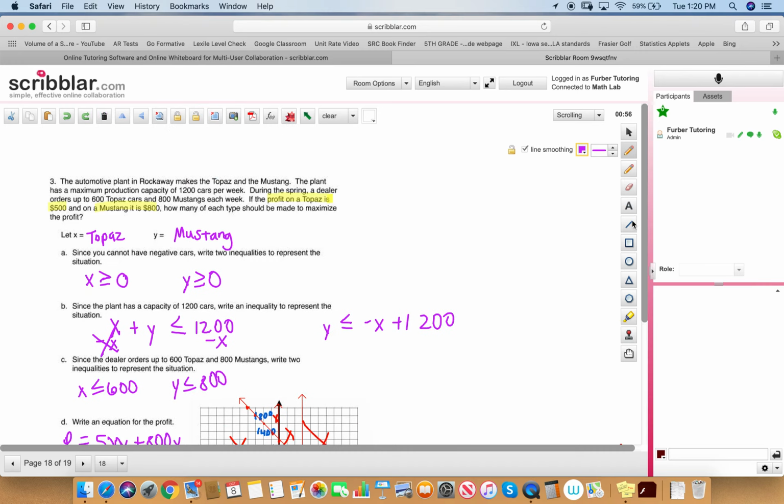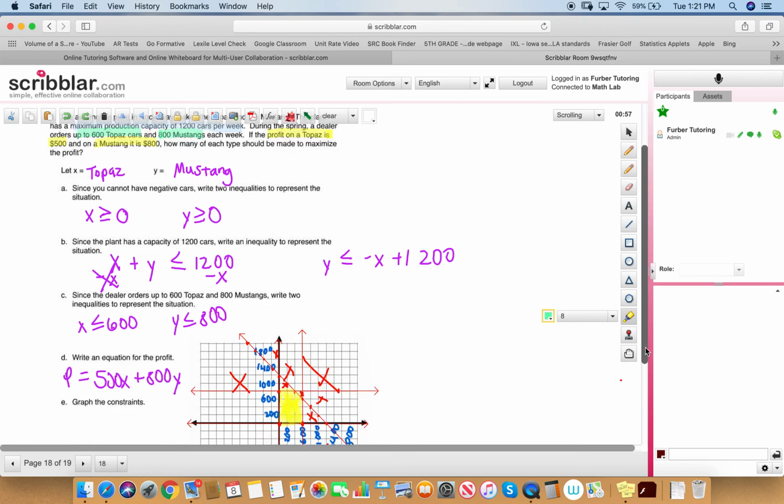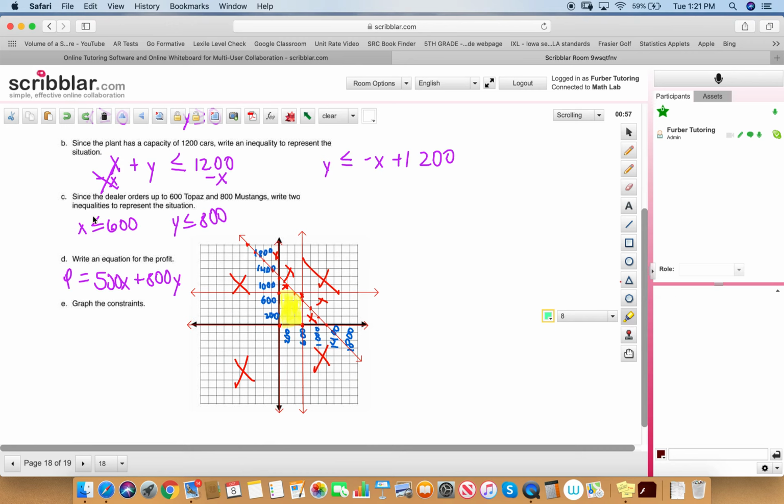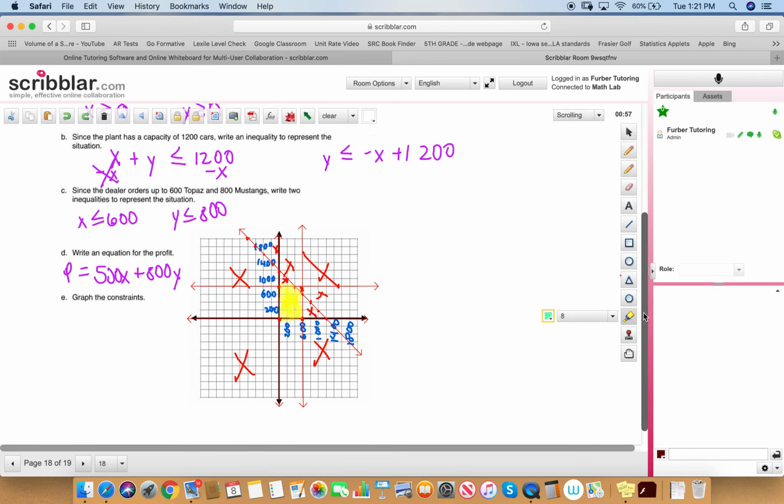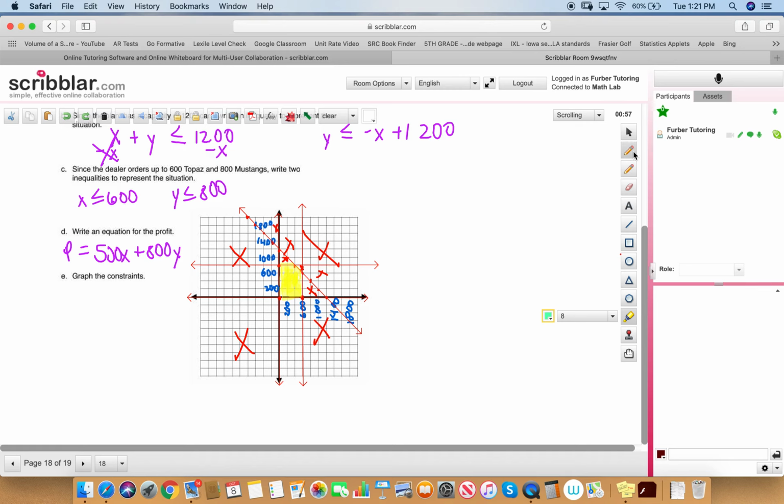Okay? And then remember, of course, everything else was our restrictions. Maximum production capacity, that's a restriction. And then up to 600 Topazes and 800 Mustangs. Those are your other restrictions. Okay, so I've graphed the constraints. I've identified the feasible region. So my next step is to identify the vertices. So we'll do that. Here's one, here's one, here's one, here's one, here's one. There's 5, okay?